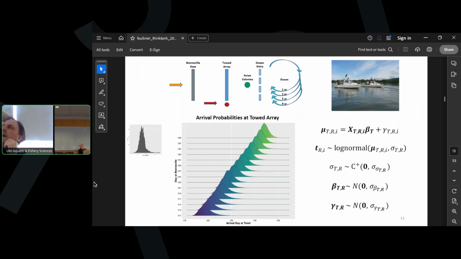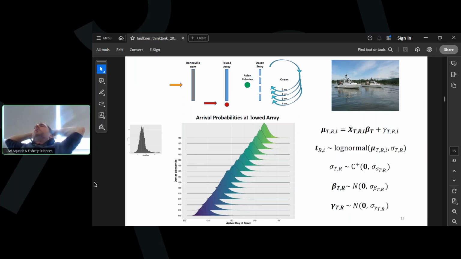Yeah, the mean travel time depends on covariates, and actually, I didn't show it there, but the variance, the spread in the travel time, can vary on covariates too.